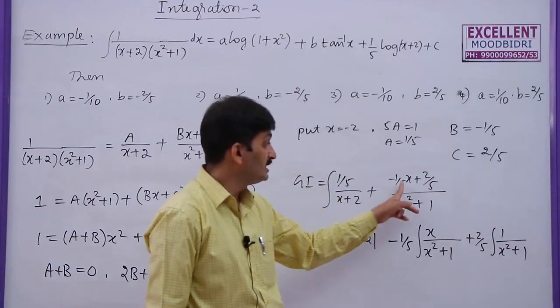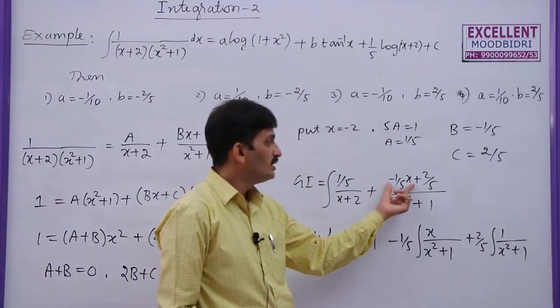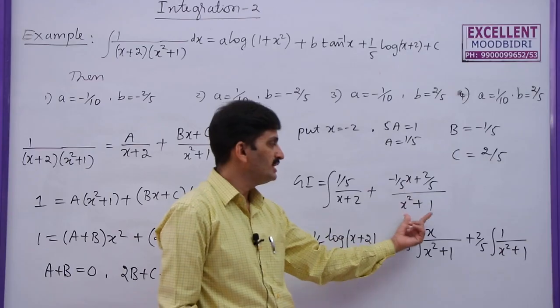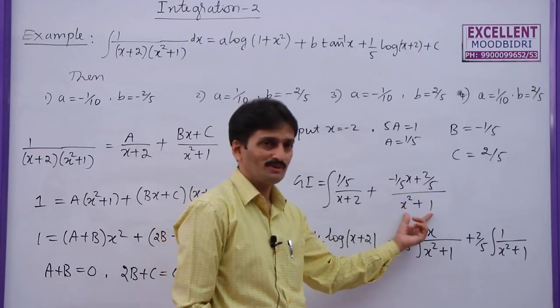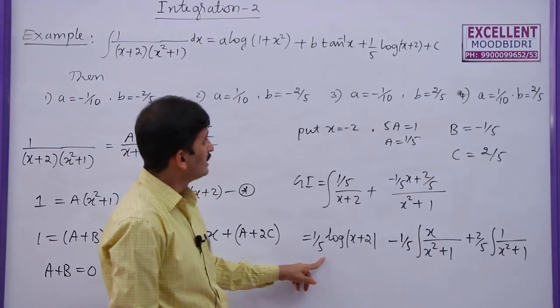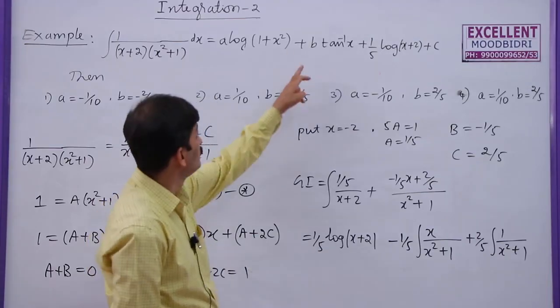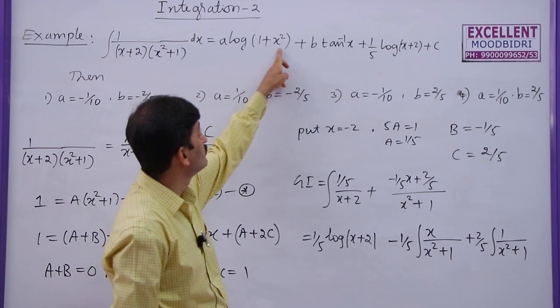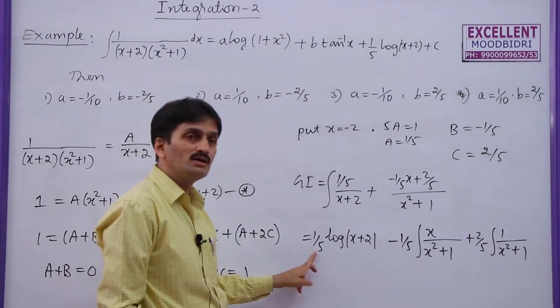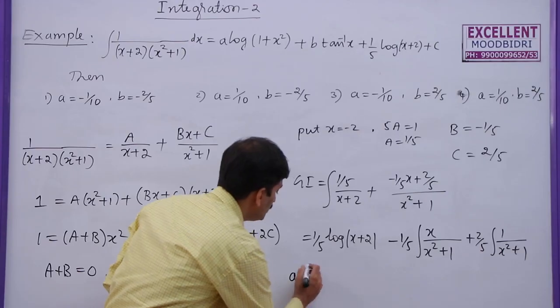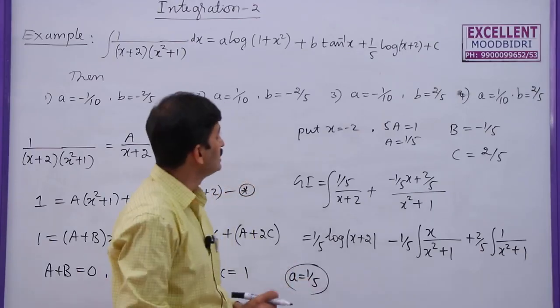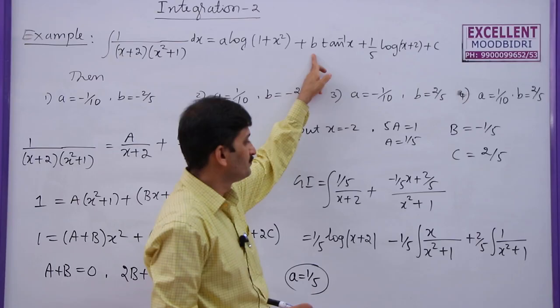What you should do is split the integral here. One integral is minus 1 by 5 into x by (x² + 1). The next integral is 2 by 5 by (x² + 1). Now compare. I think you already got the value of a. Here you have a into log of (1 + x²), but in place of a you got 1 by 5. So a we already got: 1 by 5, correct? Now let us find out b.